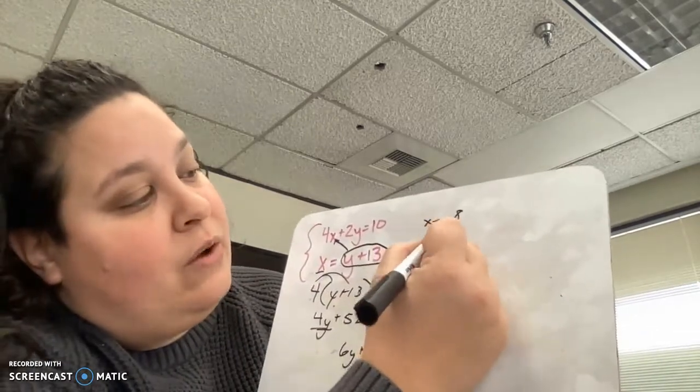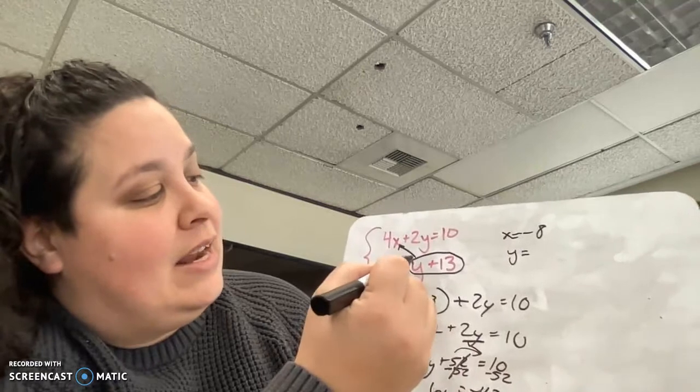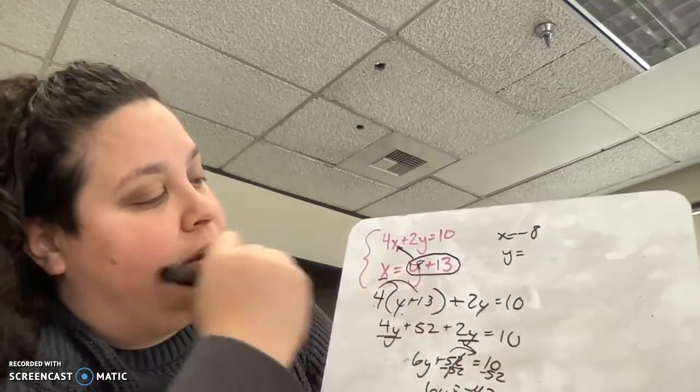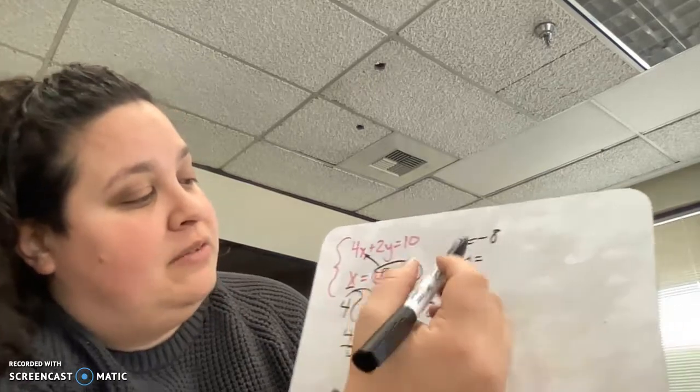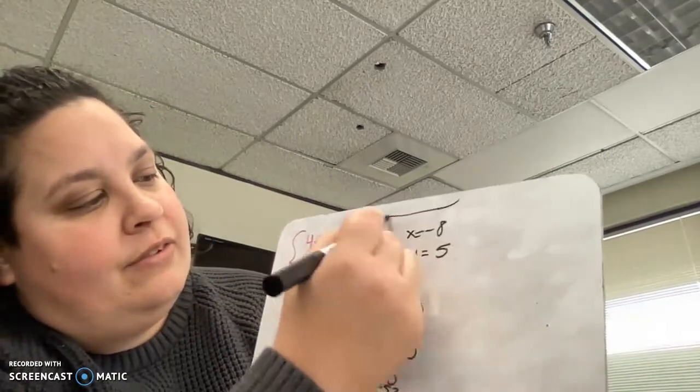So now I need to figure out what x equals. Again, I can take that -7 and plug it in right here and do -7 plus 13, which will give me a 6.